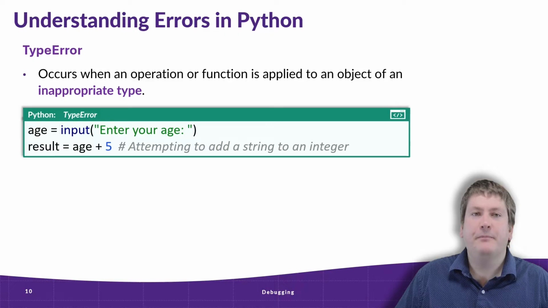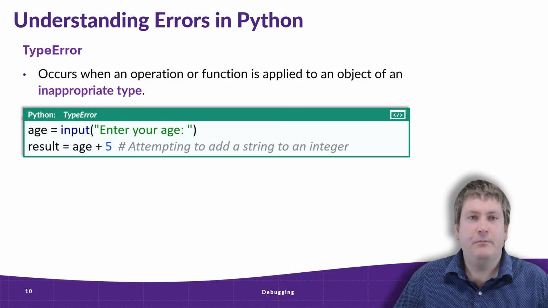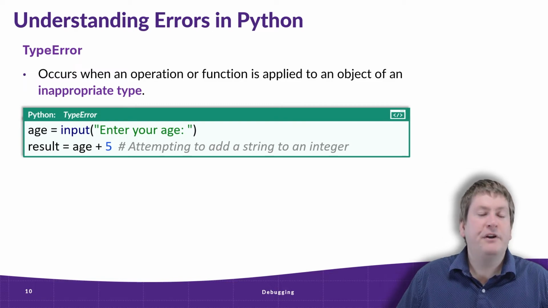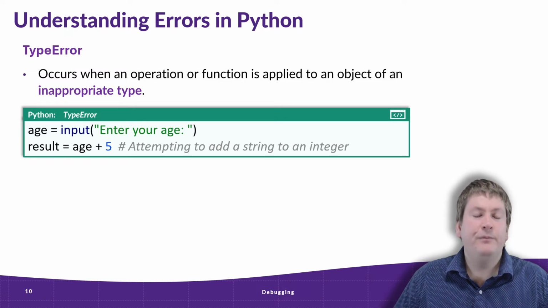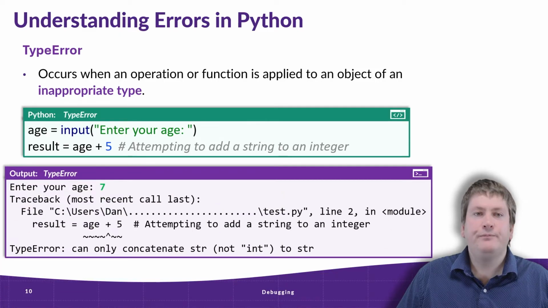Let's take a look at an example. Here we're asking the user to input their age using the input function. Remember, the input function returns a string. So we have a string value stored in age, and then we're trying to calculate a result of adding 5 to that age. But we get an error.